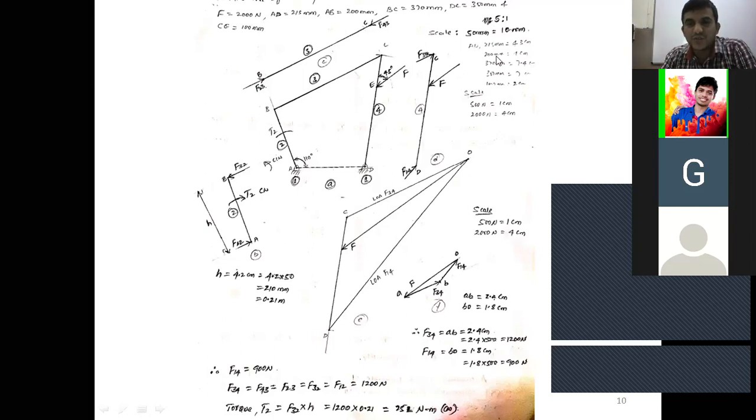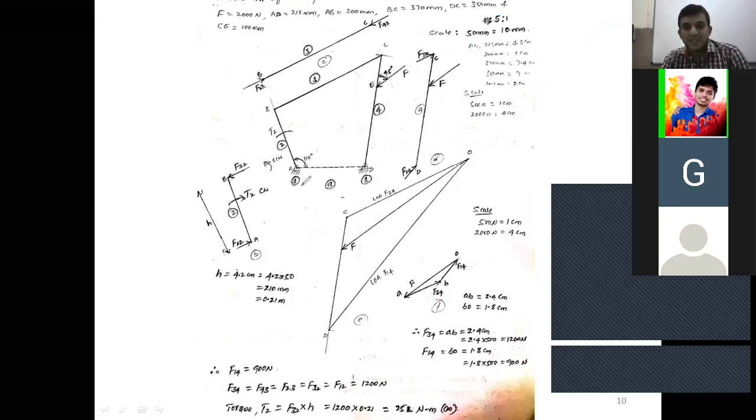The scale is 5:1 here. 5:1 means 5 centimeter is equal to 1 centimeter. That is, I remember the scale. 5:1 is nothing but 5 centimeter is equal to one centimeter. Means this is a reduced scale here. Now again here you can see that all link lengths are converted here.